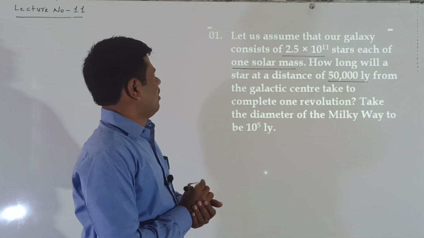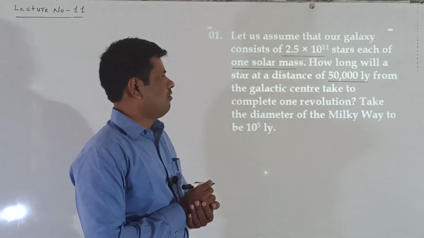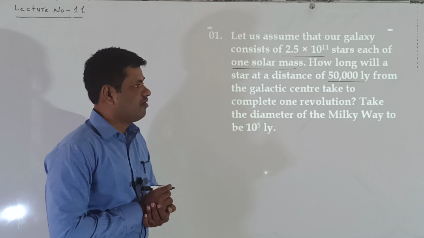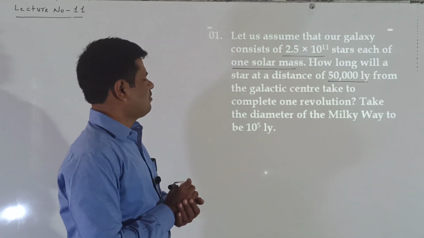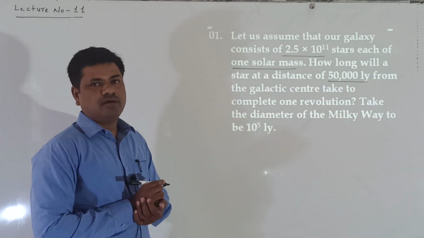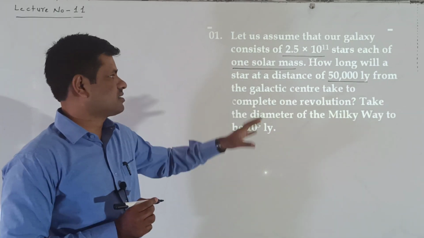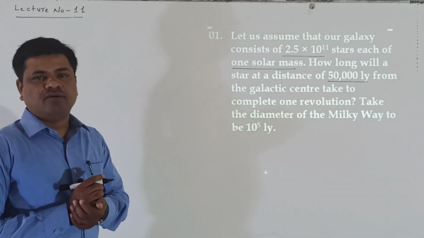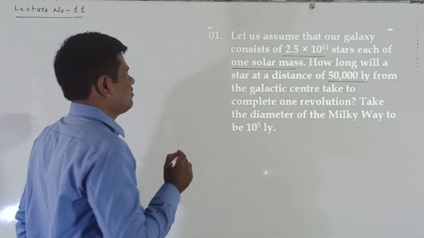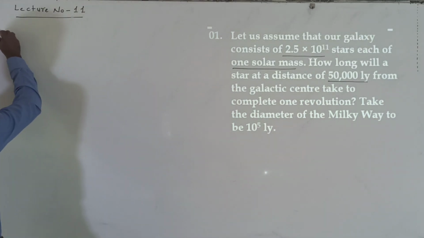Here what is being asked? How long means the time is asked. How long will a star at a distance of 50,000 light year from the galactic center take to complete one revolution? In order to make one revolution, how much time is it taking? That is what is asked in the question. Right, first of all, what are the given values we have to write here? First we have to write the distance. Here first I am making the solution.